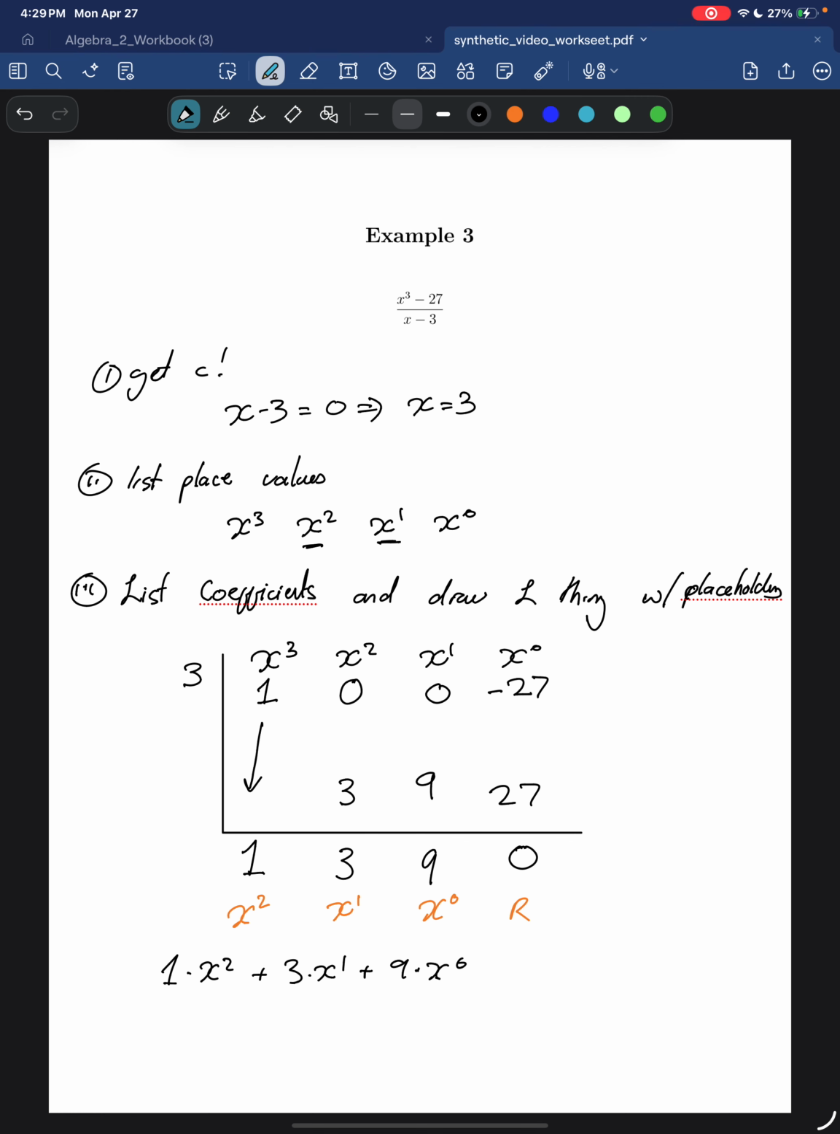All right? So then this is really just going to be x squared plus what's 3 times x to the power of 1? It's just 3. So 3x. And then what's 9 times x to the power of 0? X to the power of 0 is just 1 times 9. And this is my answer. There's no remainder. So that's how we go.